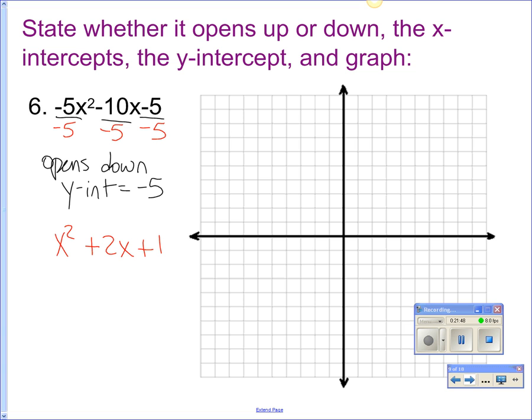Negative divided by negative is a positive. Madison, what happens next? All right, what's the only way to multiply to give you 1? Yep, and that gives you 2, right? Zach, how do you write it in parentheses?